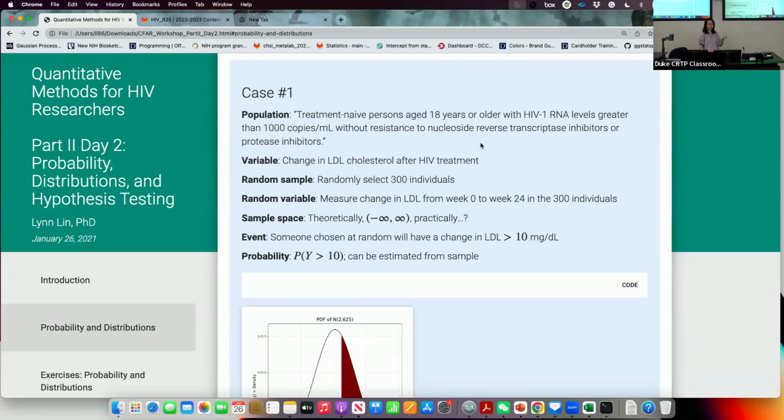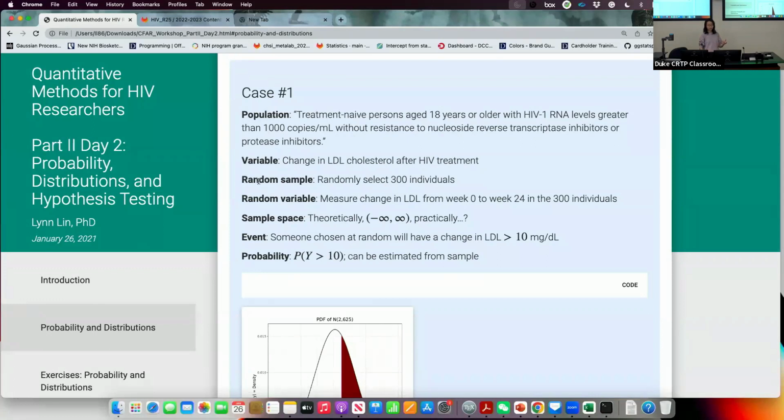And the variable they are interested in is the change in LDL cholesterol after HIV treatment. So this is a variable. And the corresponding random sample is that, among everyone in this entire population, I'm going to randomly select 300 individuals. So what's the sample size? 300, right? And then what's the corresponding random variable?